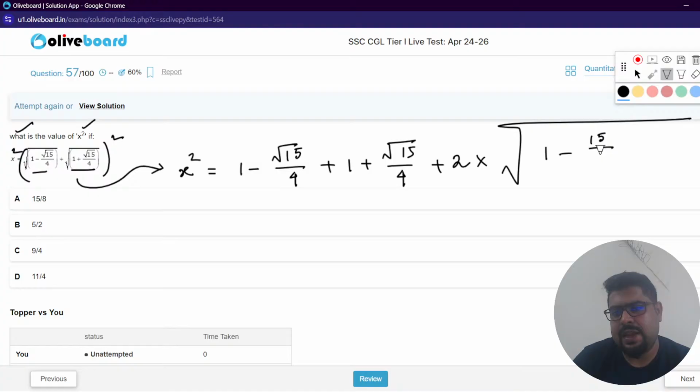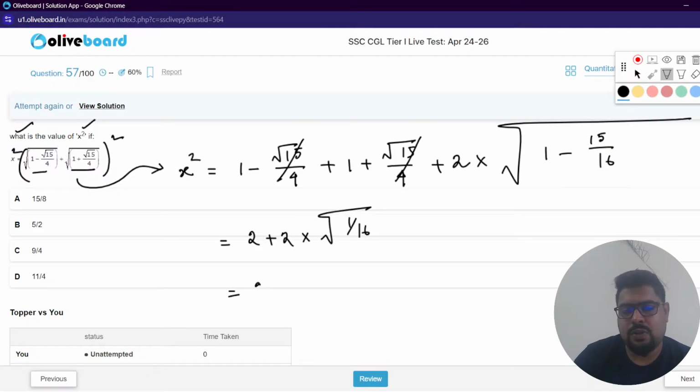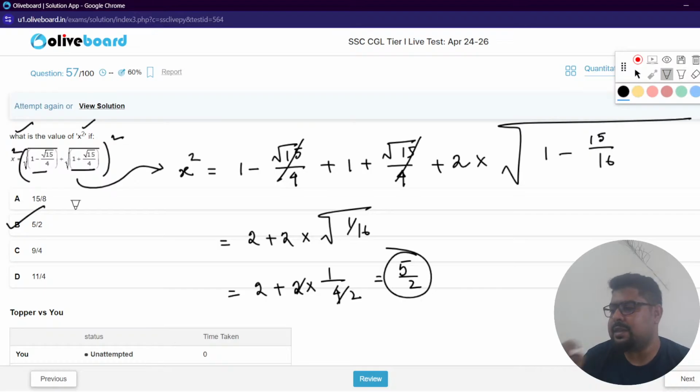B square will be 15 by 16. Achha, first things first, this is getting cancelled. 2 plus 2 into, this is 1 by 16, root over of. So 2 plus 2 into, this is 1 by 4. So 2 plus this, 5 by 2 is the answer, sir. Option number B once again.